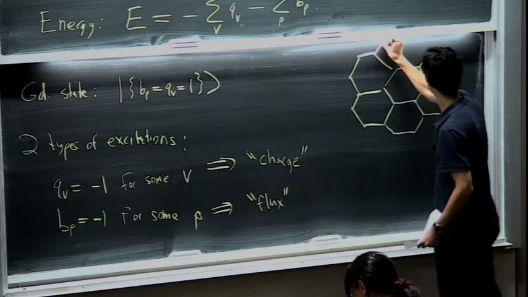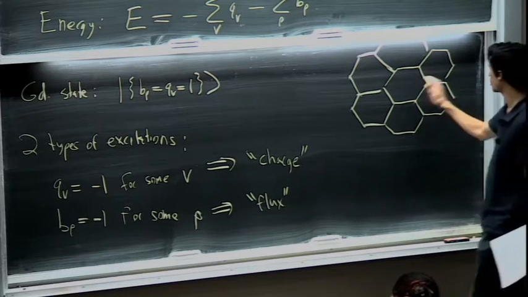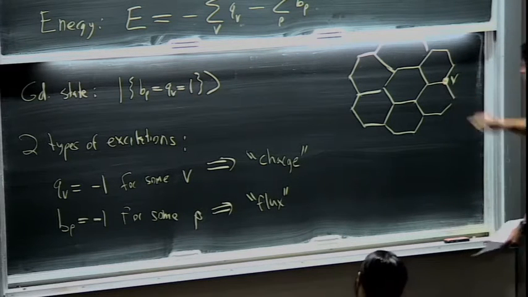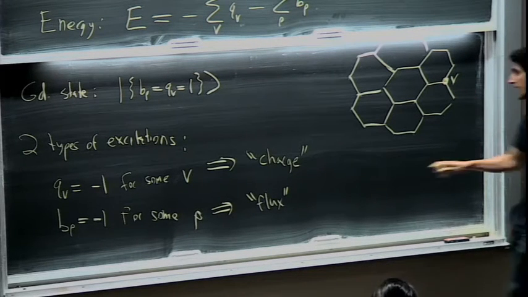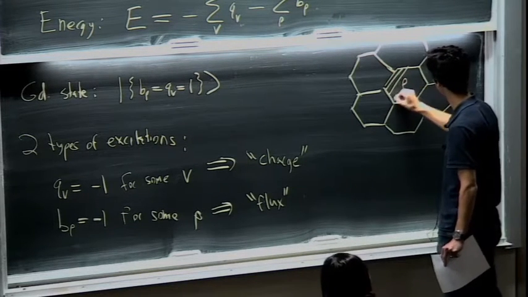Well, that's kind of a bad lattice. So the charge excitation lives on some vertex, let's say this one. It's associated with a vertex. It's like a defect living on the vertex. And the flux excitation lives on a plaquette, say P, here in the center.